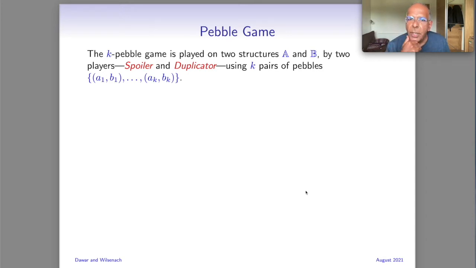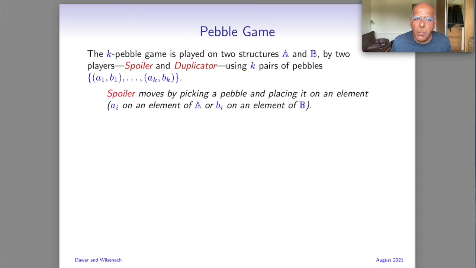It's played on a pair of structures A and B by two players. We call them spoiler and duplicator, using k pairs of pebbles. So think of the game this way. The game board is A and B. The pebbles are the tokens which are moved by the players. Spoiler is trying to demonstrate a difference between the two structures, and duplicator is trying to pretend that the two structures are the same. The game proceeds in rounds as follows. Spoiler moves by picking a pebble and placing it on an element.